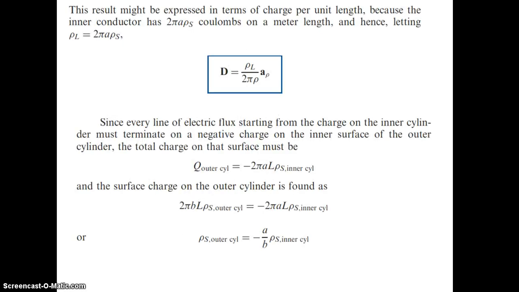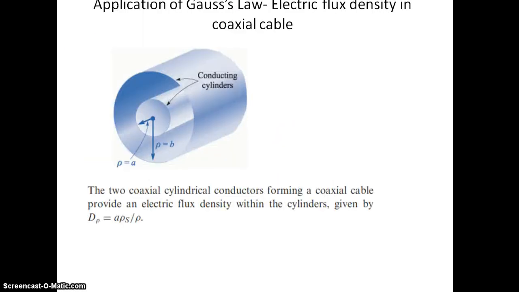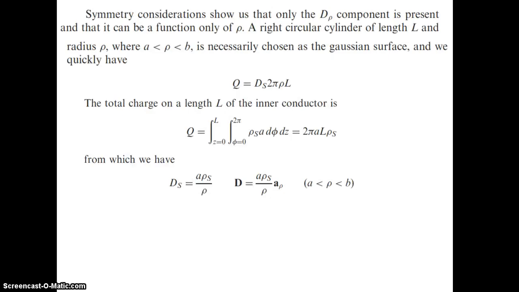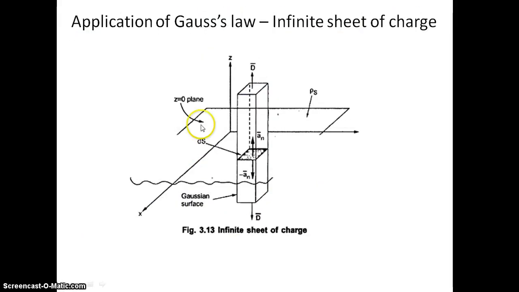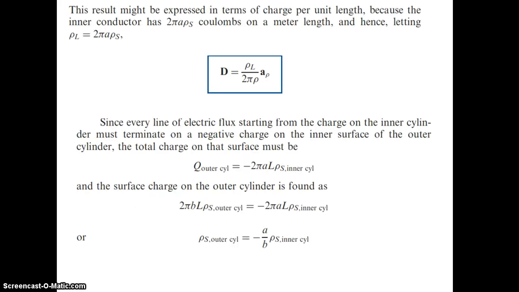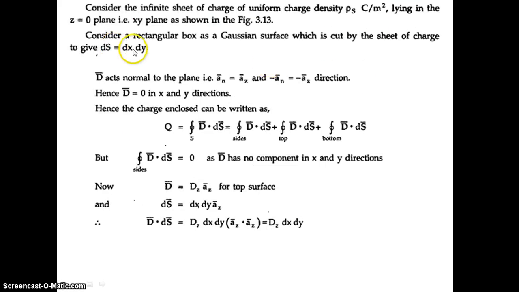So next we have derived the electric flux density in the coaxial cable. Another application is the infinite sheet of charge. Here is the infinite sheet of charge, and again we are considering a Gaussian cylinder, a Gaussian surface. The flux is emanating as D in the z equal to 0 plane, that is, the xy plane, where the sheet is present.